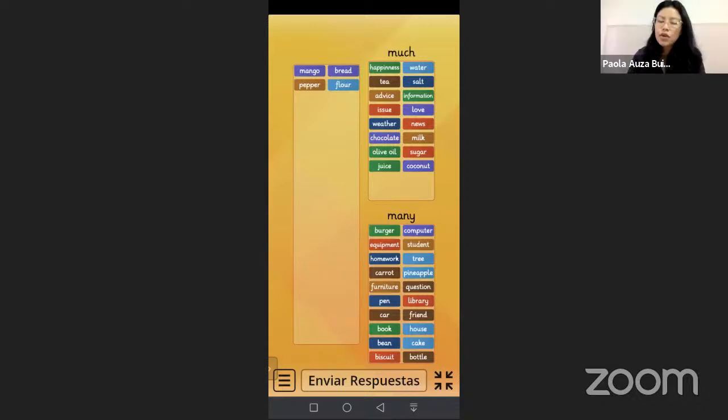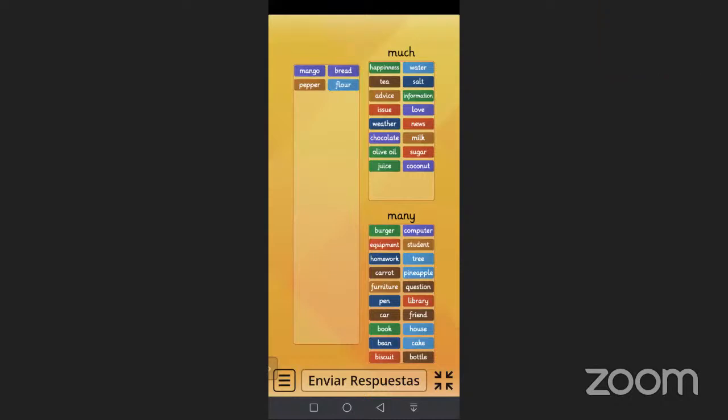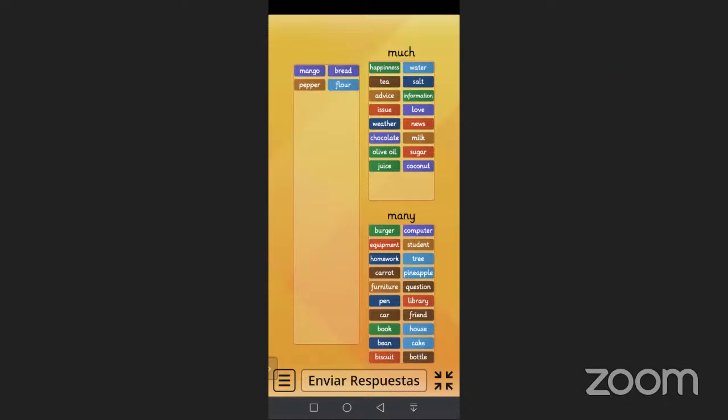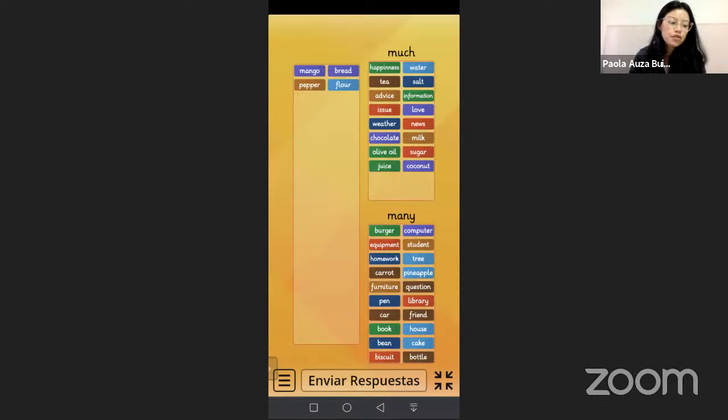All right. What about flour? Countable or uncountable? Flour, you know what flour is? Flour is for the teeth. We use flour to make bread, to make cookies, or to make cake. The white thing that we use to bake, that's flour.